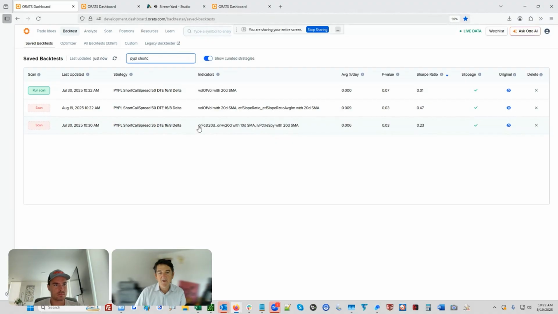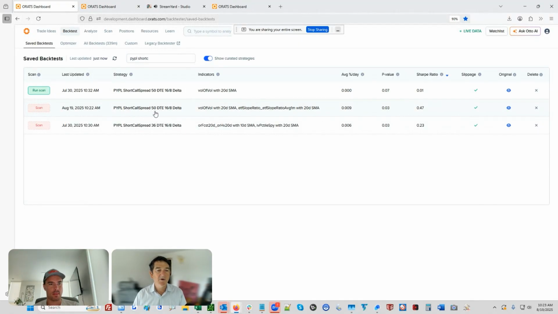This is the one that we just did. Is that it? No, that's not. No, the August 19th on that one. Yeah, this is it. So this is the one that we just did, and it's showing that the scan is not meeting the criteria right now. That's why it's in red.